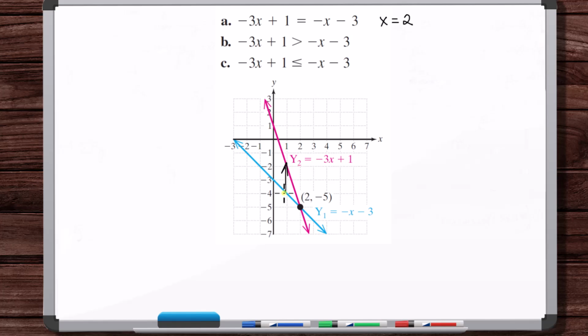Well, that's anywhere where x is less than 2. Okay, when is minus 3x plus 1 less than or equal to minus x minus 3? It's anywhere over here when x is greater than or equal to 2.